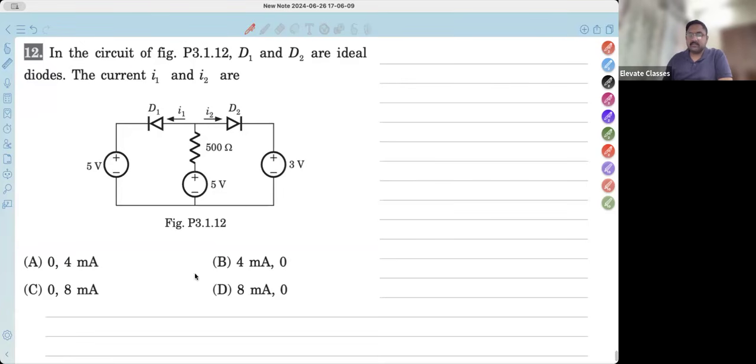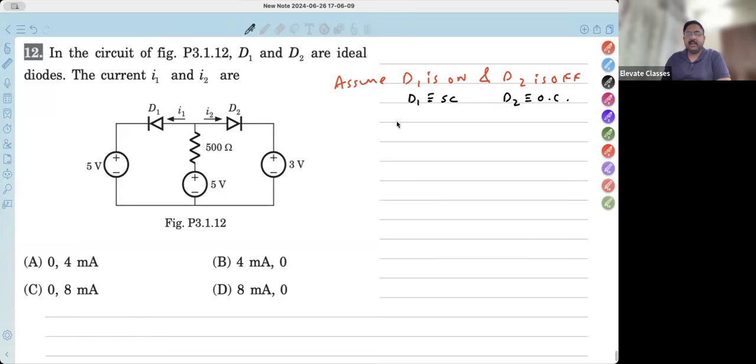How did I get this? From the options. If you don't get this from the options, just assume both are on. You'll still get the right answer. But since I saw the options, what I'll do is assume D1 is on and D2 is off. If I assume this, I have to replace D1 with a short circuit and D2 I have to replace with an open circuit.